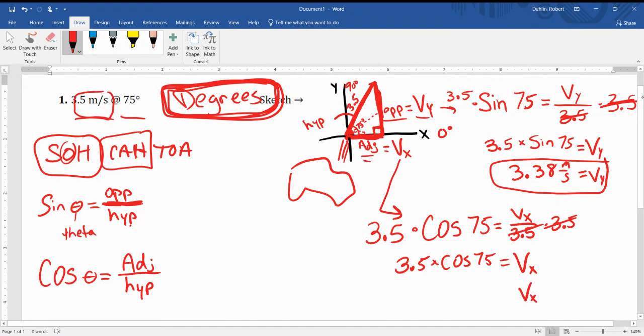When I plug that into my calculator, I get 0.91. And again, the units on this are meters over seconds. So that's how you find the x and the y component for a projectile.